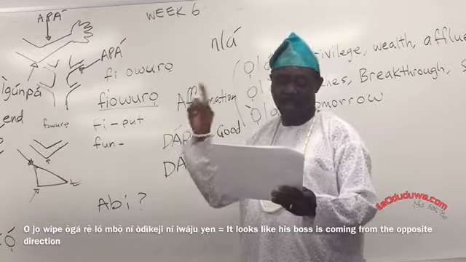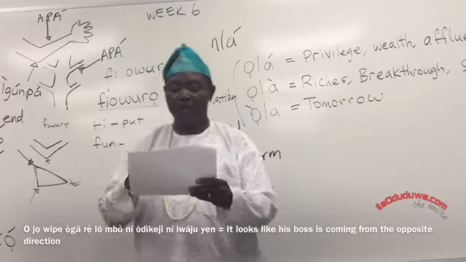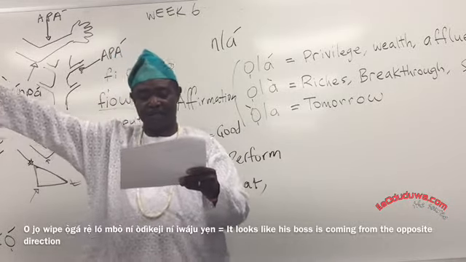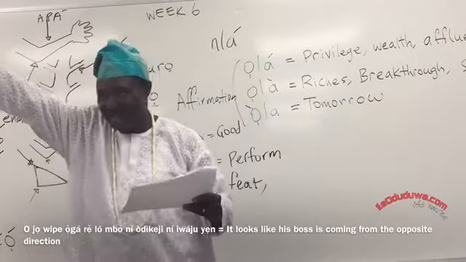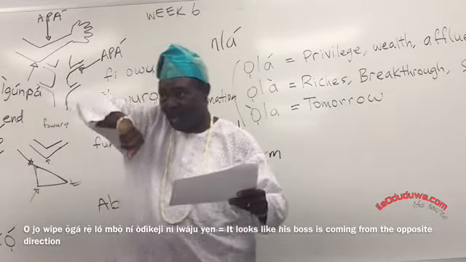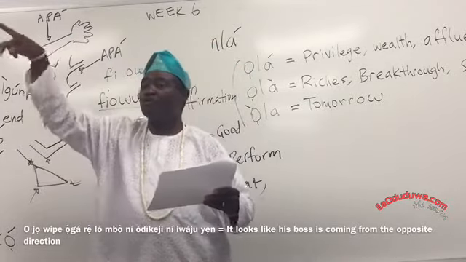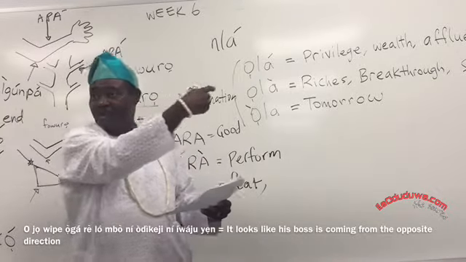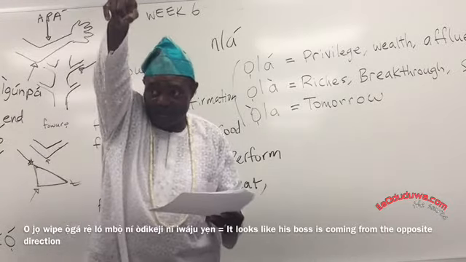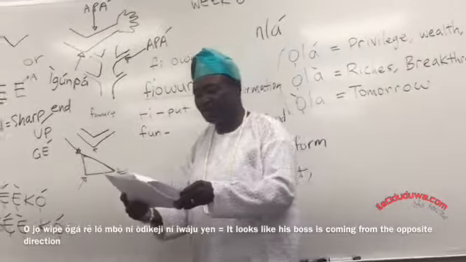Ojo wipe, it looks like Ogare, his boss, is the one coming. Lo nbo. Ni is at. Odikeji, other side. Remember KG, AG, two. The first side is number one, the other side will be number two, right? Odikeji, ni iwaju, up front there. Because remember, the man was coming from their back forward, but the other man, the boss, was coming from over there, so they're going to meet anyhow. It looks like his boss is coming from the opposite direction.